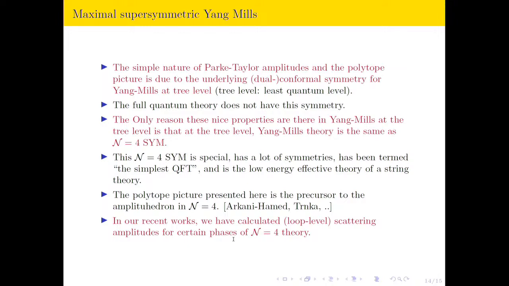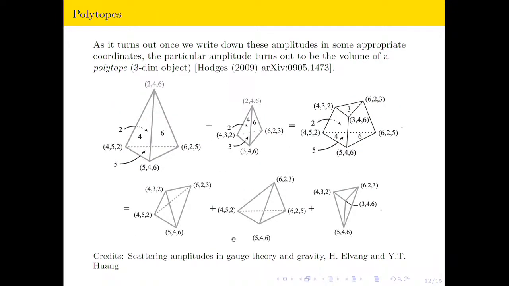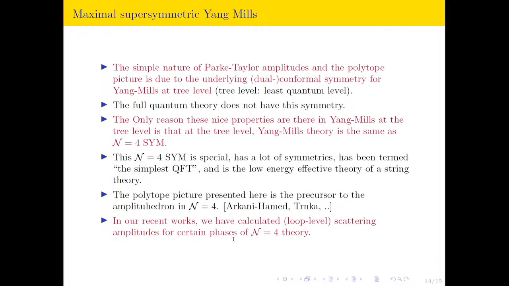It has a lot of symmetries. It is termed the simplest QFT, and it is a low energy effective theory of a string theory, and so on. So such things actually led to this polytope picture, which was a precursor to the amplituhedron in this N=4 super Yang-Mills, where you can write all the loop amplitudes and everything as volumes of some nice polytopes and geometric pictures and everything.